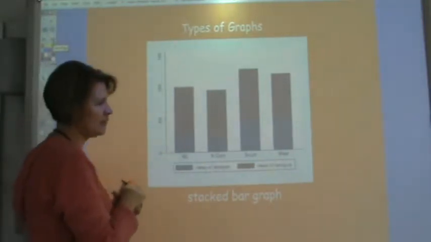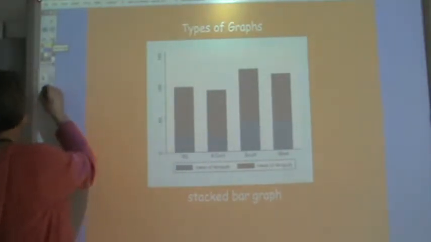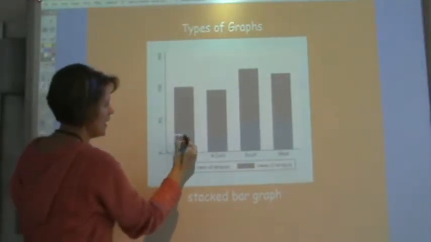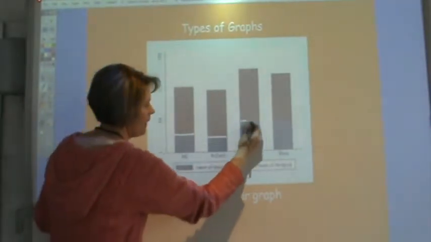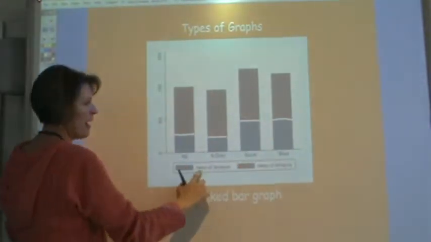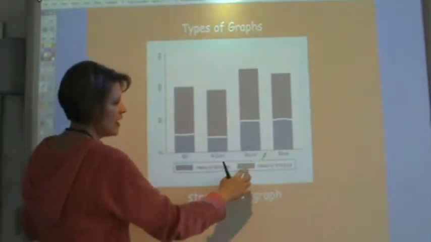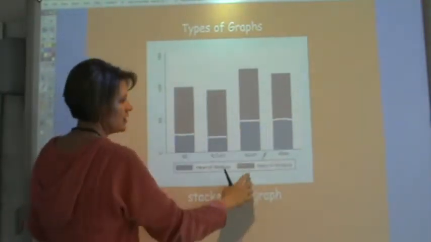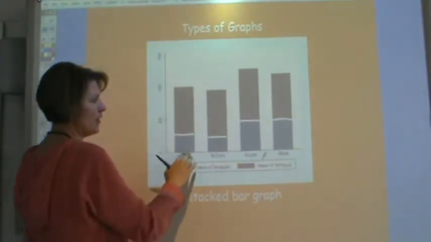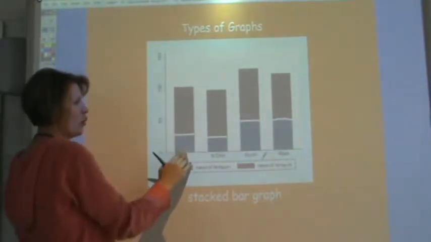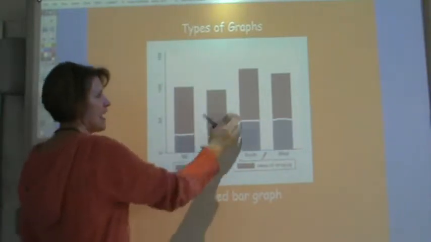This is a stacked bar graph. Okay, I don't know if you can see the color difference from there, but there's a line separating here. So the bottom part is the mean temperature in January for these 4 regions, and the top is going to be the mean temperature in July. And what this does for you is now you get a total, okay, when you stack them.